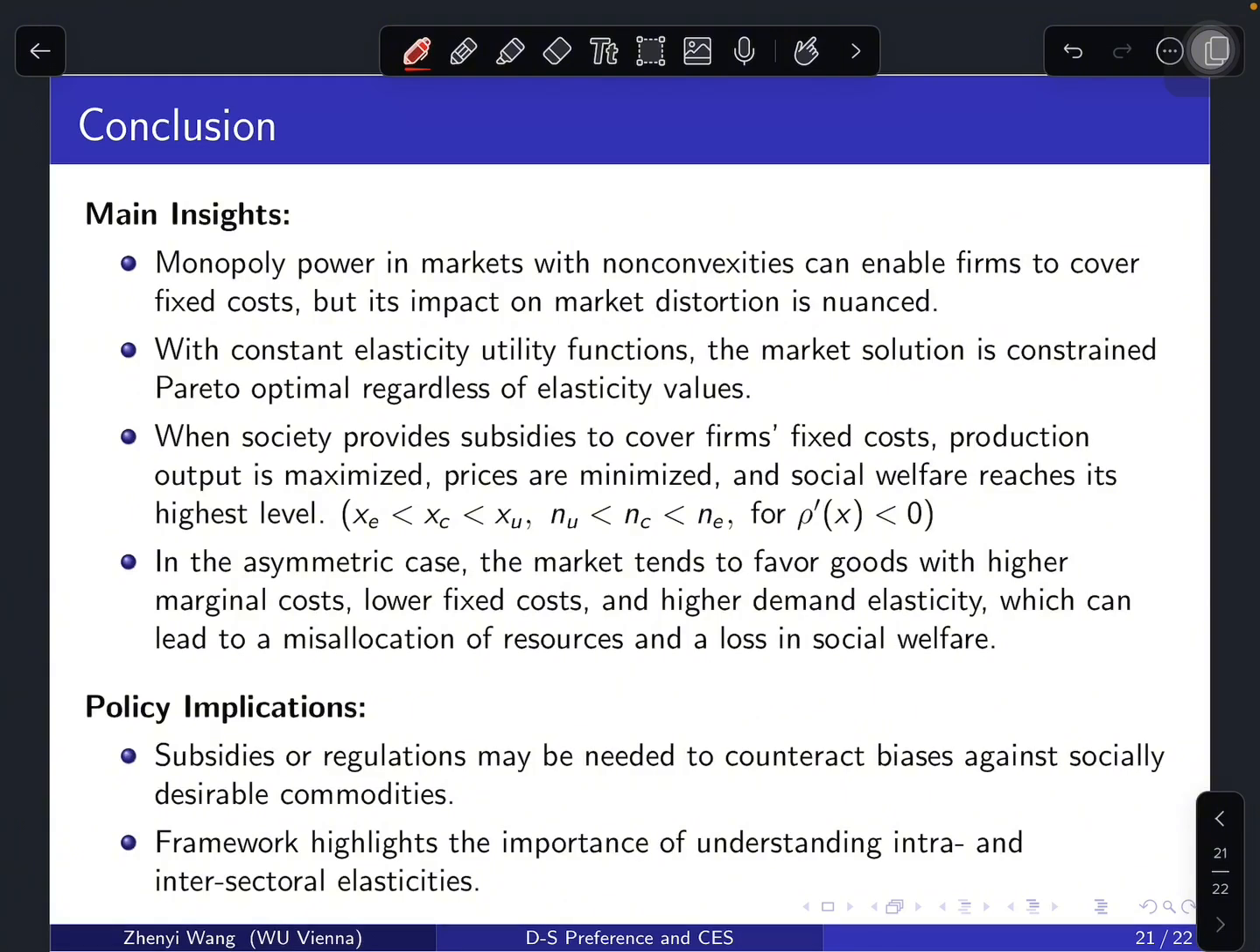Finally, in the asymmetric case, the market tends to favor goods with higher marginal cost, lower fixed cost, and higher demand elasticity, which can lead to a misallocation of resources and a loss in social welfare, as we have seen in the three examples. Then finally, what are the policy implications we could get from their paper? The first is that subsidies and regulations may be needed to counteract biases against the socially desirable goods. And the framework highlights that understanding intra- and intersectoral elasticities can be very important.